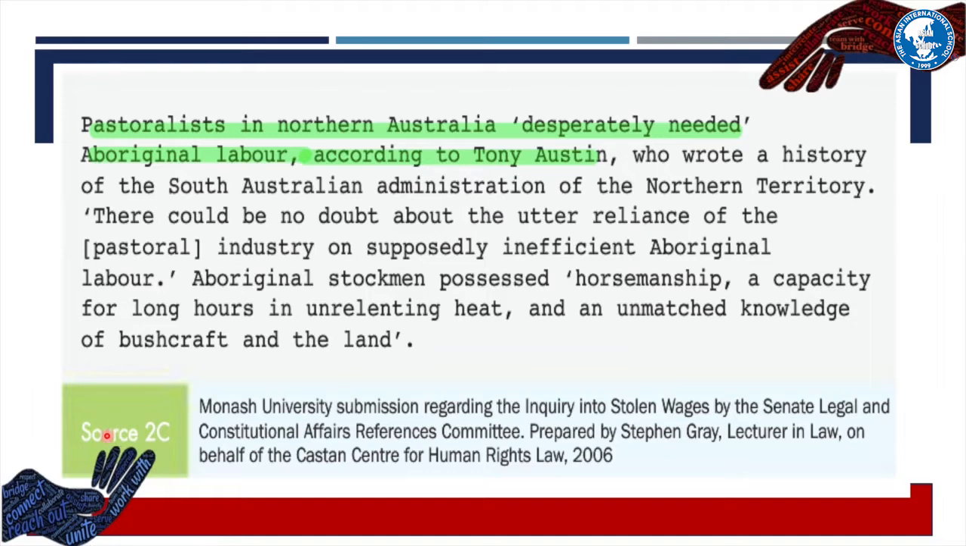Okay, now let's take a look at our second source. According to Tony Austin, pastoralists in Northern Australia desperately needed Aboriginal labor. Okay, but before that, what is a pastoralist? Pastoralist means sheep or cattle farmer. Now, why did they desperately need Aboriginal stockmen or Aboriginal labor? Well, according to our source, it's because Aboriginal stockmen possessed horsemanship, a capacity for long hours in unrelenting heat, and they had unmatched knowledge of bushcraft and the land.